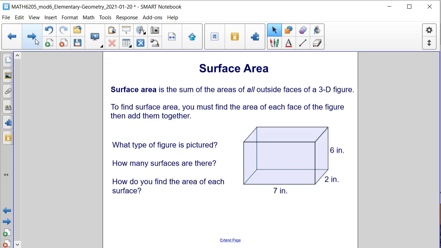Surface area. Surface area is the sum of the areas of all the outside faces of a 3D figure. To find the surface area, you must find the area of each face of the figure and then add them all together. So let's look at this one. What type of 3D figure is pictured here? We actually have a rectangular prism.